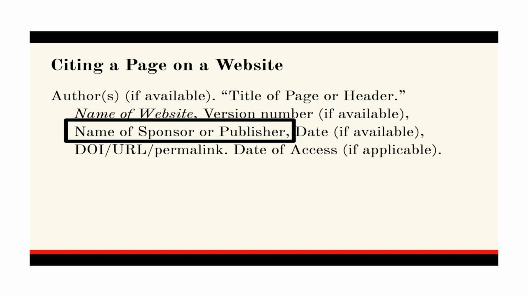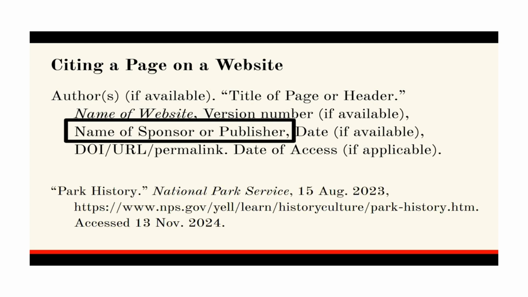Next is the publisher information. Sometimes the website name and the publisher will be the same. In this case, you will omit the publisher information. In my example, you can see that this is the case. Because the National Park Service is both the website name and the publisher, I only include it in the website name section of my citation.